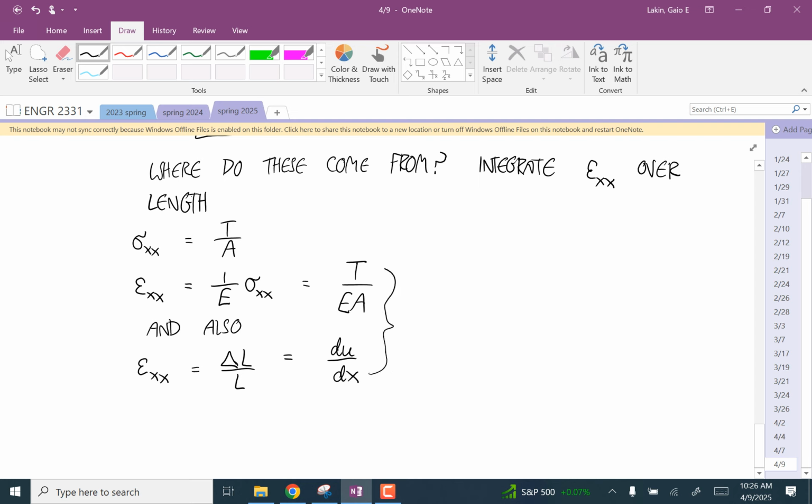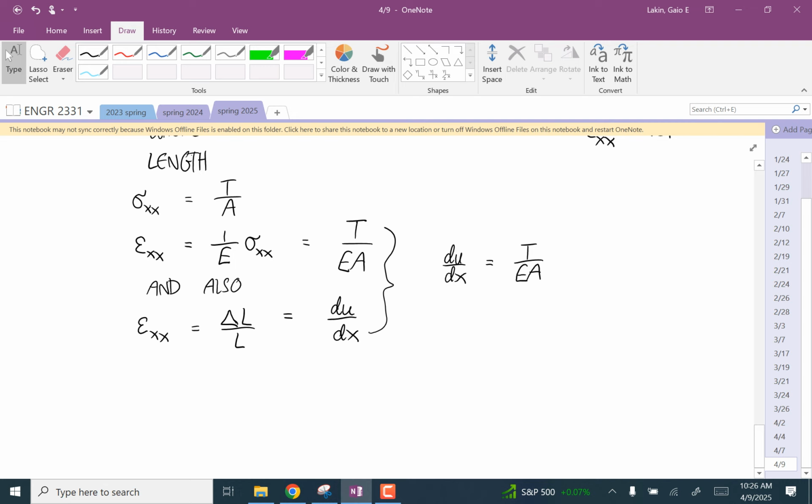So we're going to set these two equal, and you get that du/dx is equal to T over EA. And so now just use separation of variables to integrate this, and you get du is equal to T over EA dx. You can integrate it, and so that's it. Just coming up with definitions of the strain and then integrating over x.